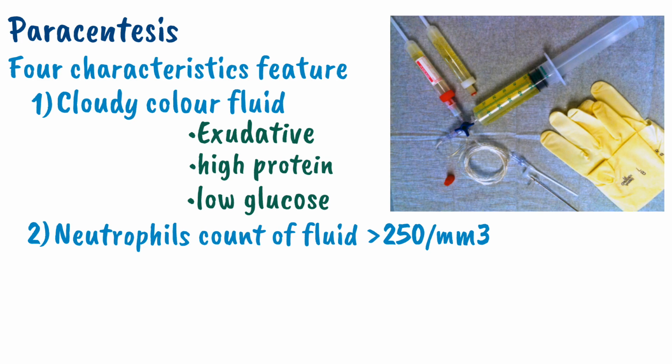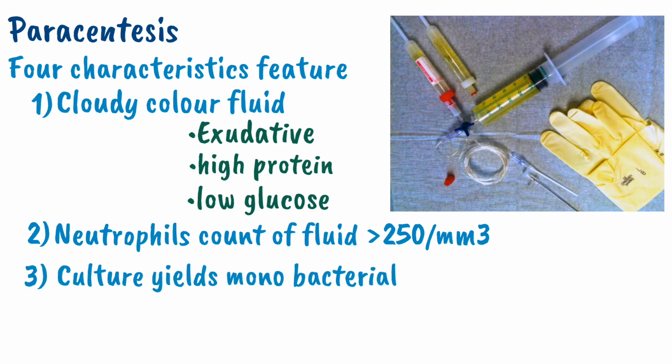The third one is that on culture and sensitivity, the ascitic fluid will grow a single organism. And the fourth one is that SAAG, the serum ascitic albumin gradient, will be greater than 1.1. So all of these four features are diagnostic for spontaneous bacterial peritonitis. So on the basis of clinical features and paracentesis, we diagnose spontaneous bacterial peritonitis.